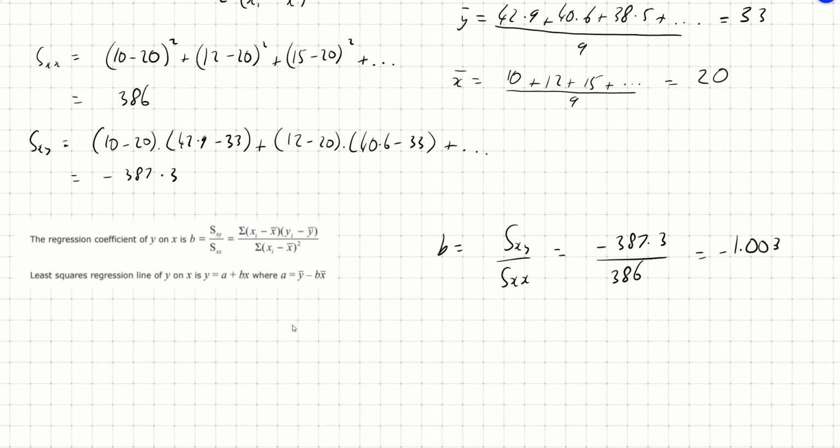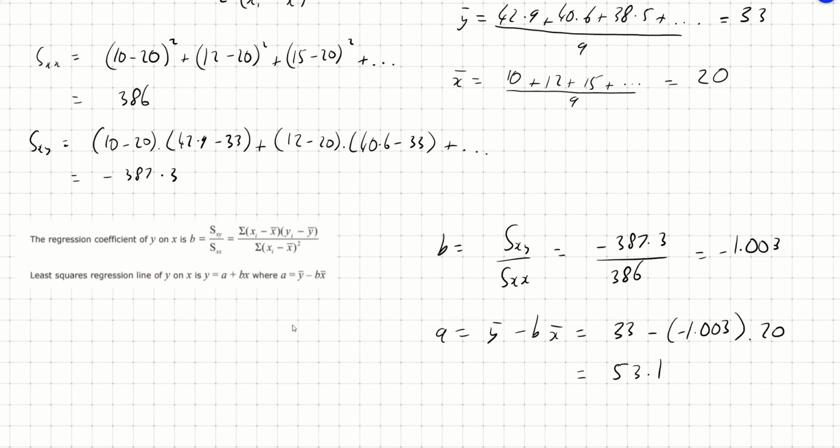And then A is y bar minus b x bar. It is 33 minus 1.003 multiplied by x bar, which is times 20. And this gets you to 53.1, I believe.